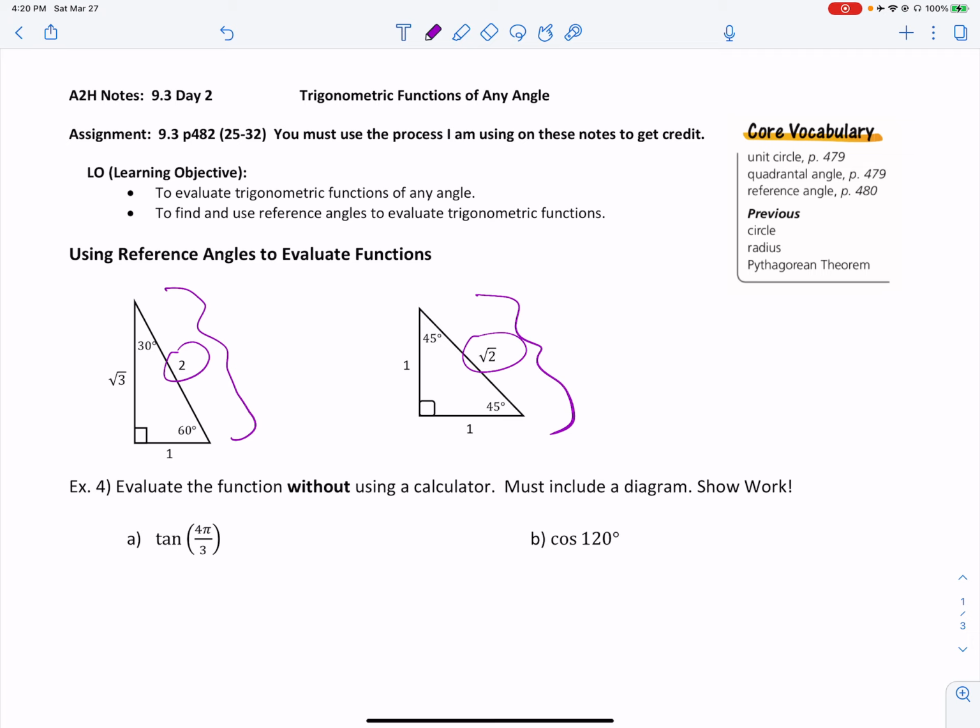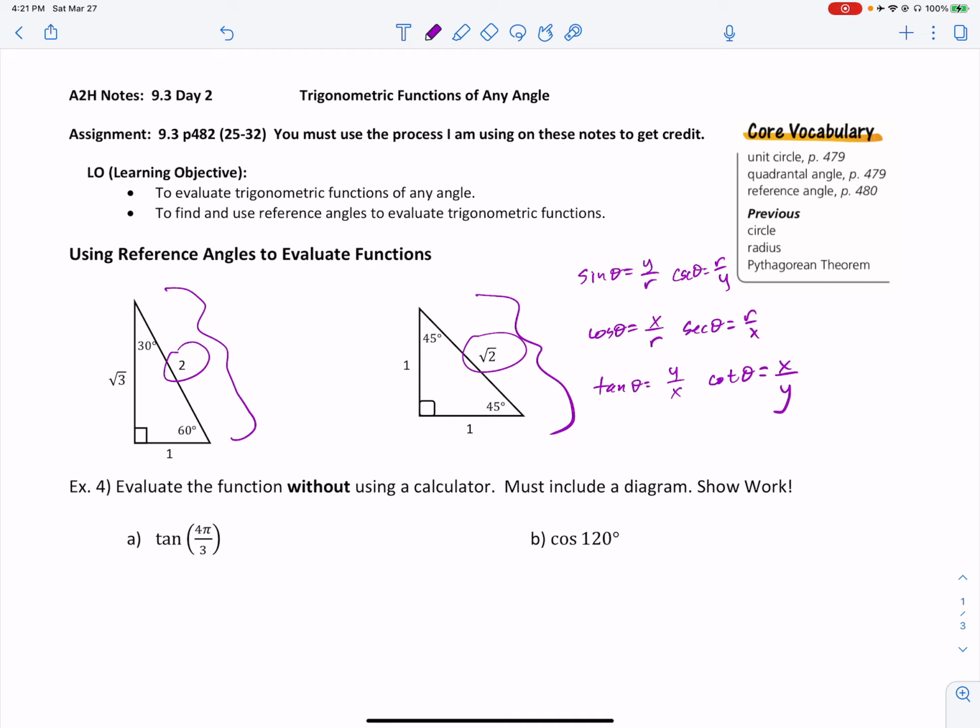So we are going to be using the definitions of trig functions, where sine of theta is y over r, cosine of theta is x over r, tangent of theta is y over x. And then we have the reciprocal functions. So we have cosecant theta is r over y, secant theta is r over x, and cotangent of theta is x over y once we get these set up.